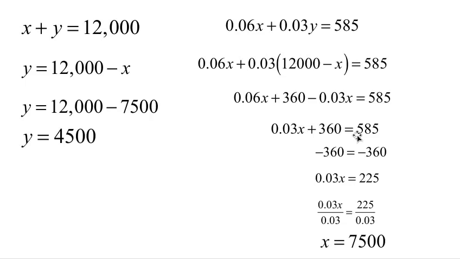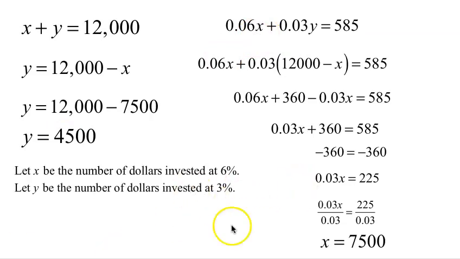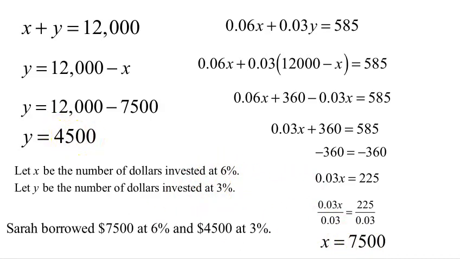Now again, it's a word problem. We should give it a word answer. What were these things? I think X was the amount invested at 6%, and Y was the amount invested at 3%, indeed. So we invested $7,500 at 6% and $4,500 at 3% is our word answer to that word problem.